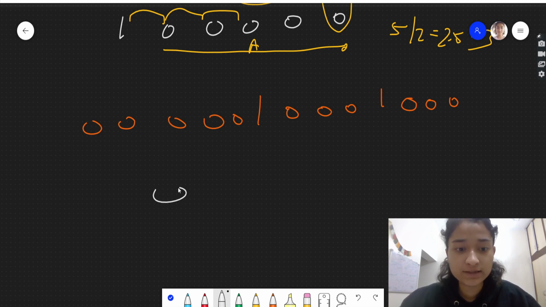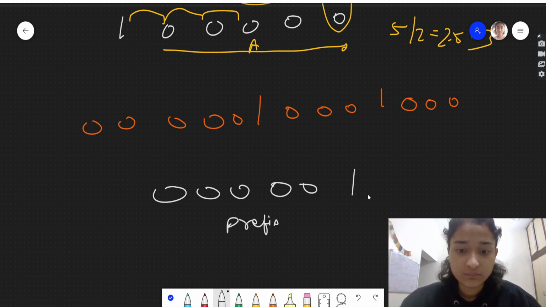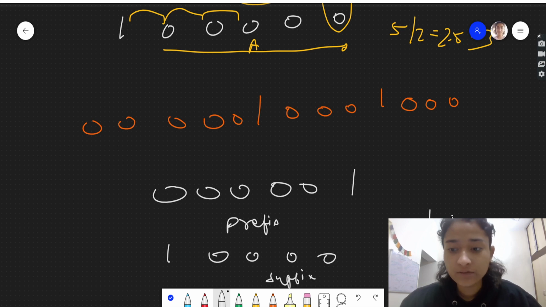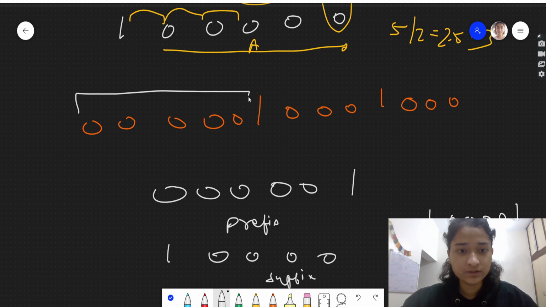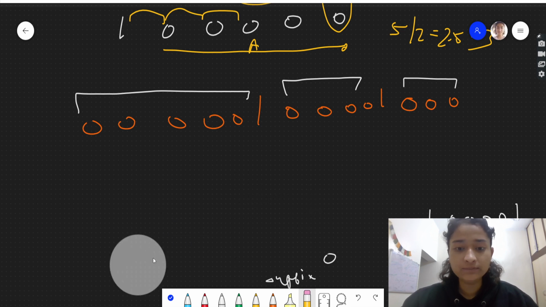The earlier problem was that sometimes there were prefix zeros, like before this one. Sometimes there were suffix zeros, that is after this one, and sometimes there were middle zeros which were between two ones. So how can you avoid these? Just pause the video and think. Over here these are the prefix zeros, these are the middle zeros, and these are the suffix zeros, right? So let's take one more zero here.